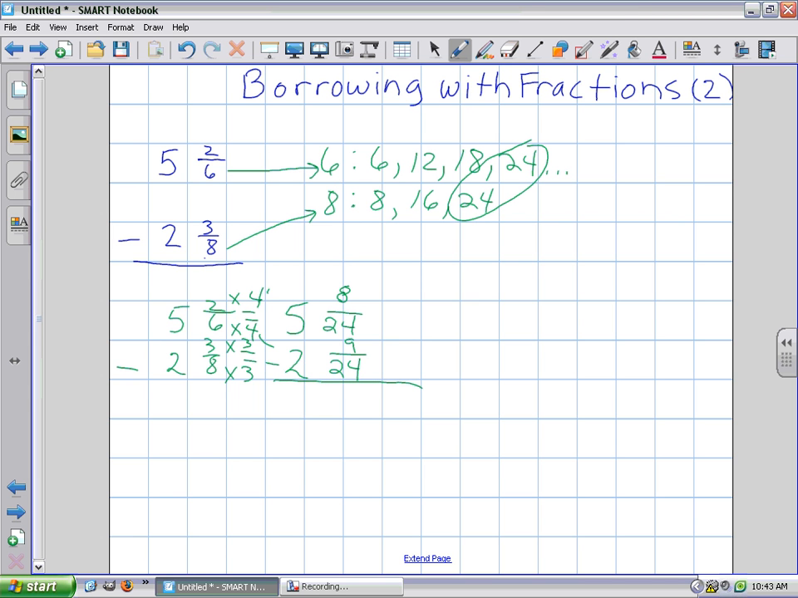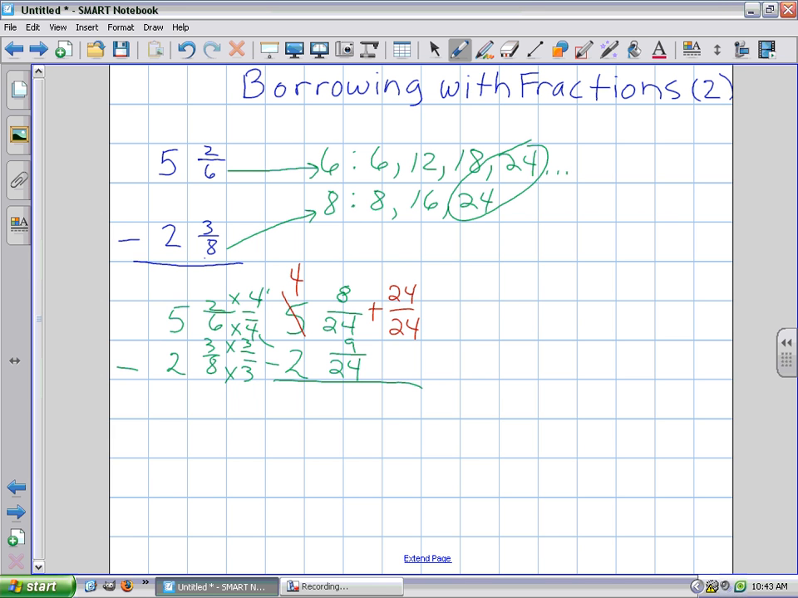So the new problem is 5 and 8/24 minus 2 and 9/24. Once again, we look at it, we cannot subtract 9 from 8, so we're going to have to borrow from the 5. But we are borrowing 1 whole, which is the same as borrowing 24/24. So it's as if I'm going to add that 24/24 to the existing 8/24.